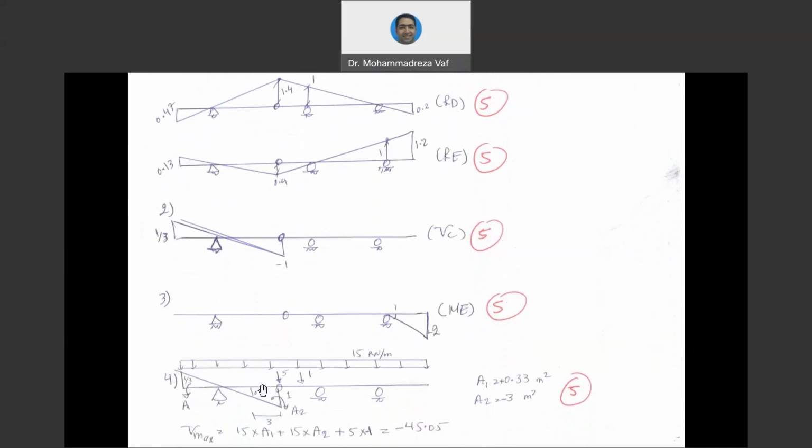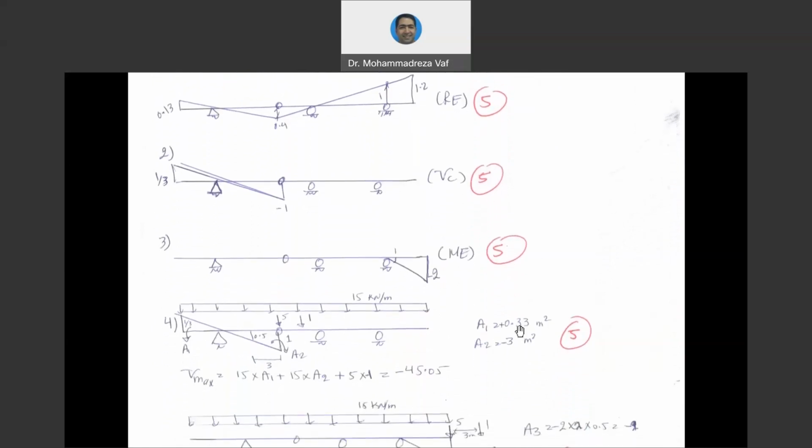Therefore, we need to calculate these two areas. One of them is positive, one of them is negative, and this is what has been done already. A1, the positive side, is 0.33 meters squared, and the negative side is -3 meters squared. So you can see the negative one is significantly larger than the positive side. Therefore, under the uniform load all over the span, this self-weight, we are going to have a negative value for our influence line.